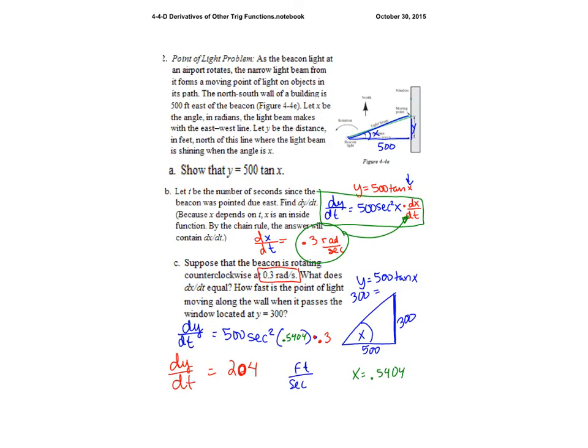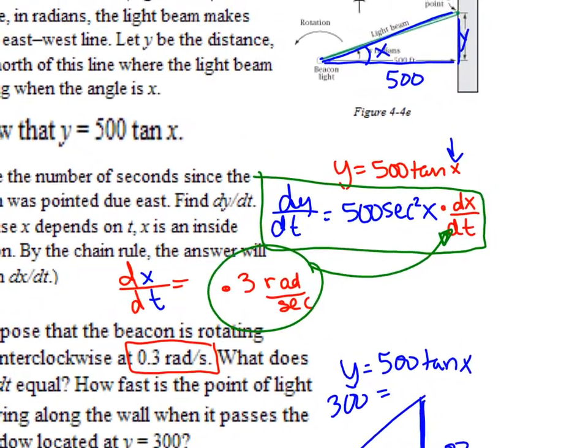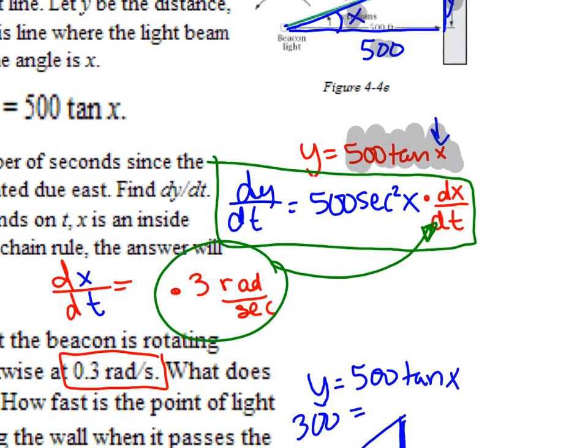So let's go ahead and do this. To show it, you have a right triangle. You start off with tangent of x equals y over 500. Multiply both sides by 500, you get y equals 500 tangent x. Now to find the derivative, the 500 is just the same thing, right? We just leave the 500 out of this. And then the derivative of tangent is secant squared x.